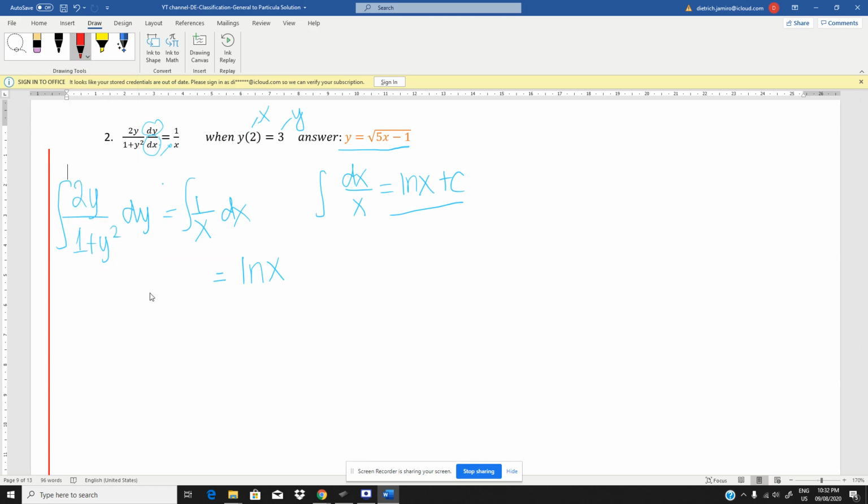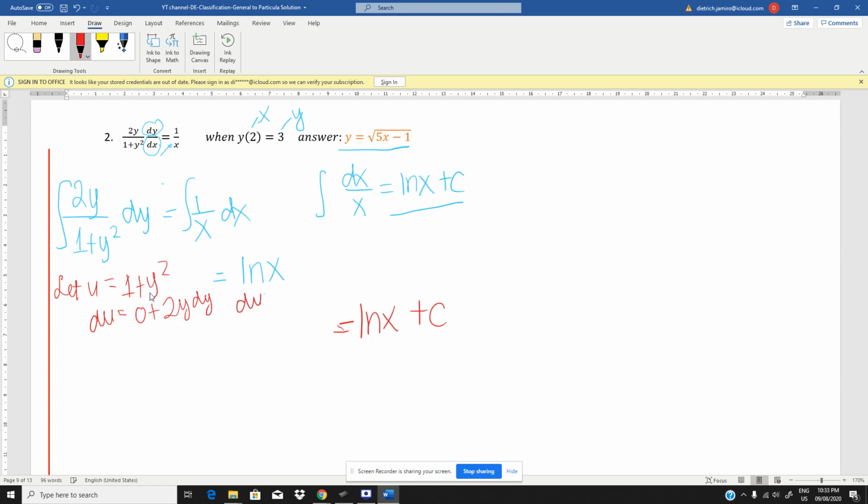So we will have the integral equals ln of x plus c. First, I will let u equal 1 plus y squared. Taking the derivative of that, the derivative of 1 is 0, and the derivative of y squared is 2y dy.